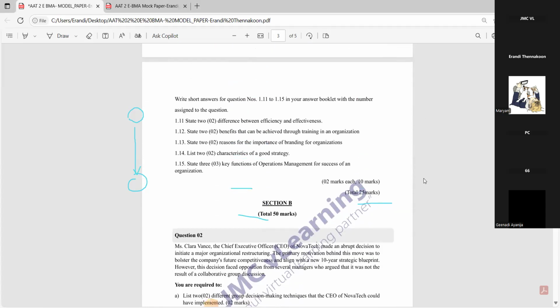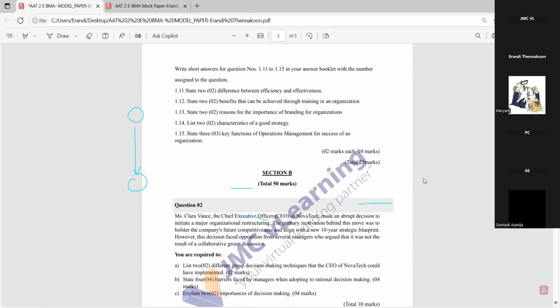So write short answers for question number 1.11 to 1.15. Now here it says write short answers, right?